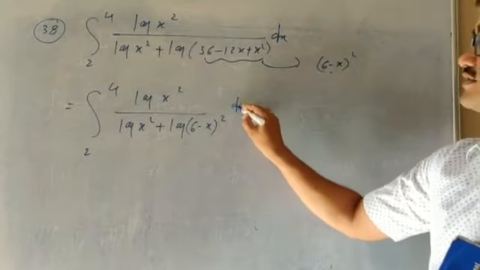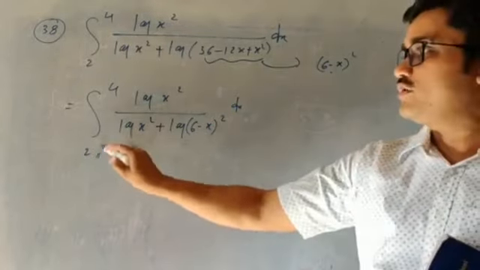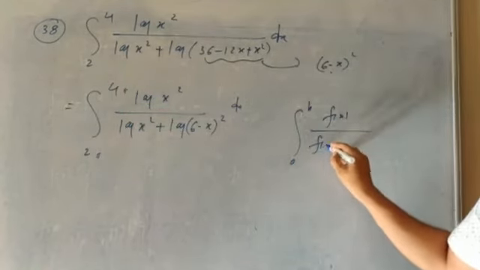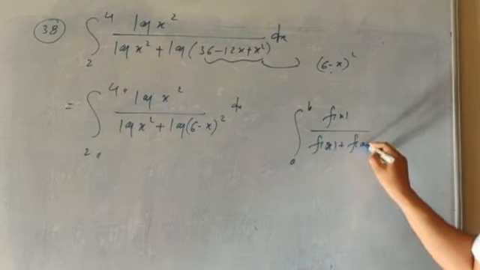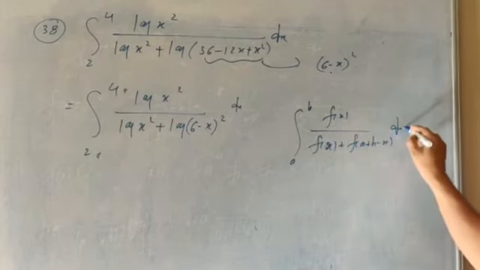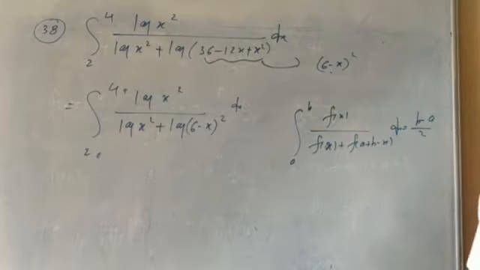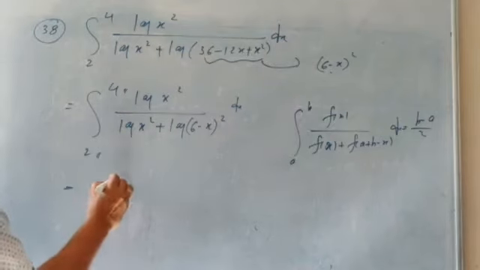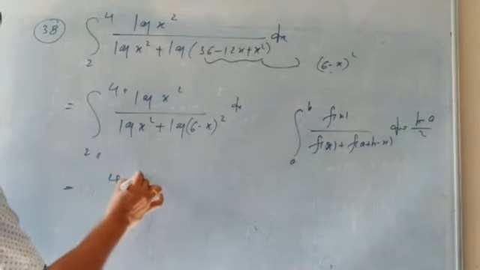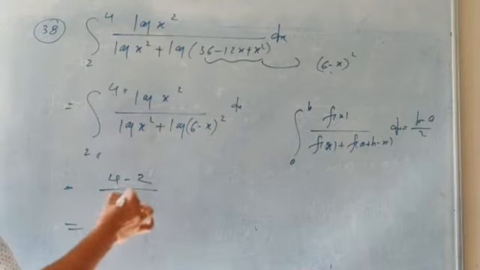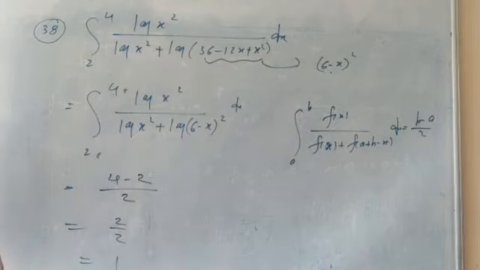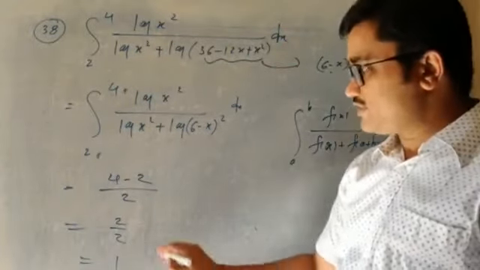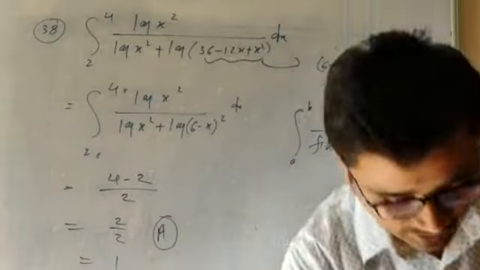Now this question is again of the same type. What is the addition of 2 plus 4? It is of the form integration a to b of f of x upon f of x plus f of a plus b minus x dx, which is b minus a upon 2. Applying this property, b is 4, so it is 4 minus 2 upon 2, so it's 2 by 2. So the answer should be 1, and that is one of the options, I think option E. So that is the answer.